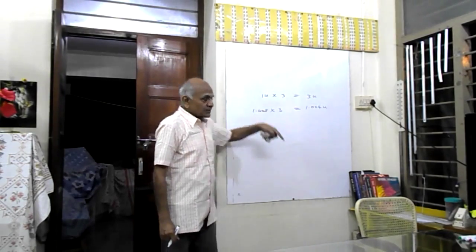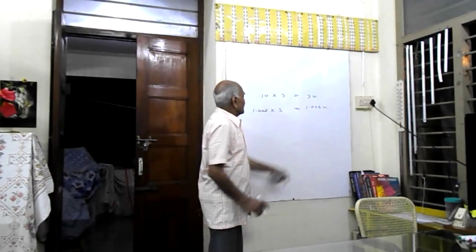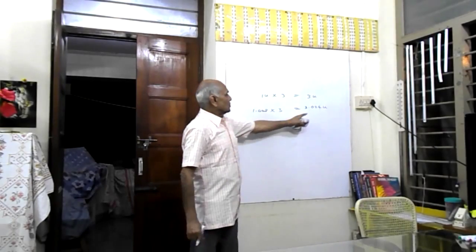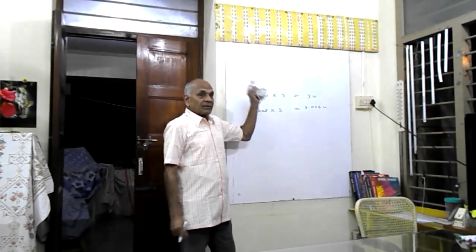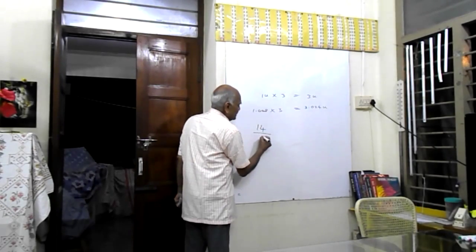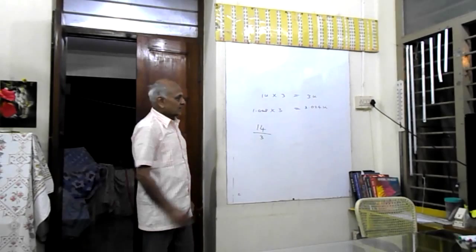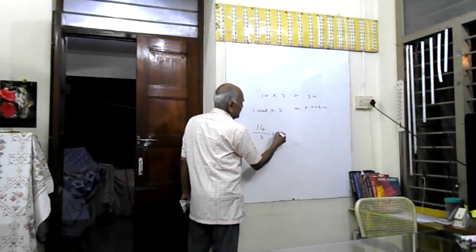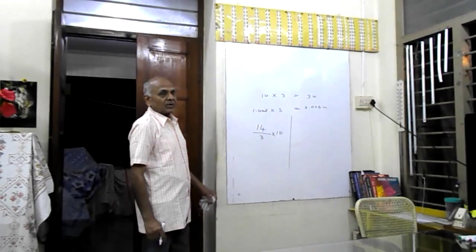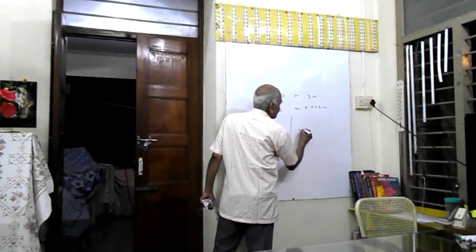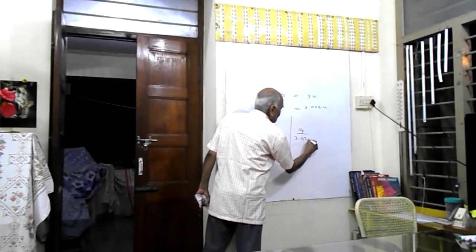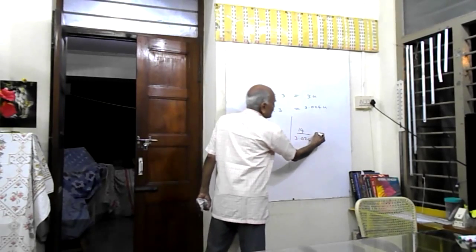Now 3 went to the denominator. Now this 3.024 U. In our problem, 14 went to the numerator, 3 went to the denominator, and then we multiplied by 10. Now in this case, if you want more accurate answer, 14 will go to the numerator, this 3.024 will go to the denominator, and you have to multiply by 10.